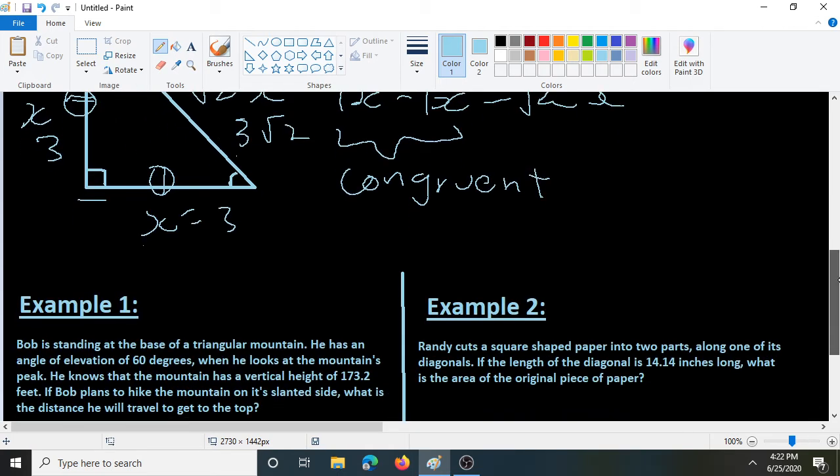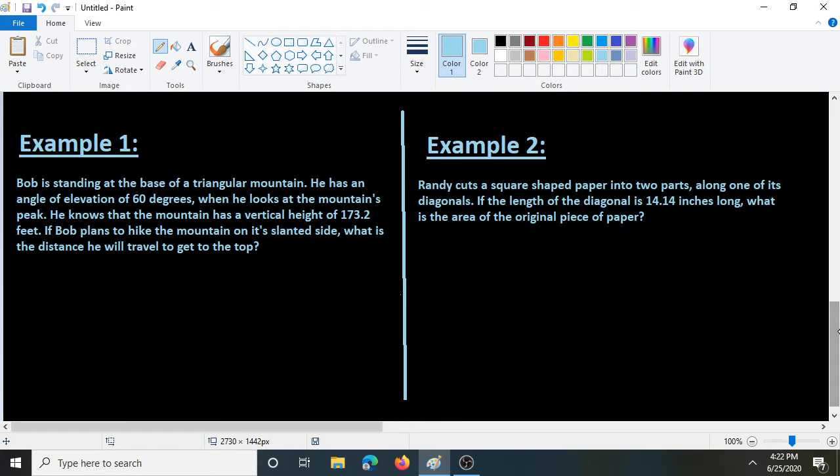Now that we have a basic understanding of these concepts, we can try two example problems. Example 1. Bob is standing at the base of a triangular mountain. He has an angle of elevation of 60 degrees when he looks at the mountain's peak. He knows that the mountain has a vertical height of 173.2 feet. If Bob plans to hike the mountain on its slanted side, what is the distance he will travel to get to the top? So this problem can be assisted by drawing a diagram.